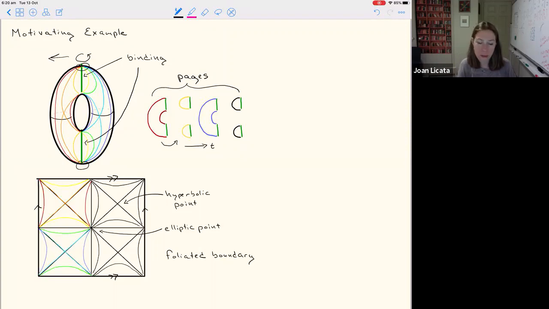So before saying anything formal about this, this is a good time to pause and make sure the setup is clear. If there's any questions, now's a great time to ask before we say some precise things.